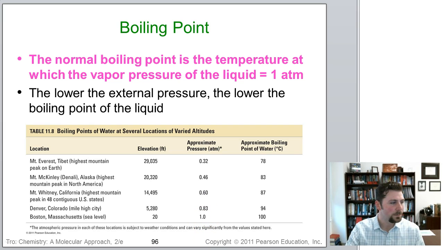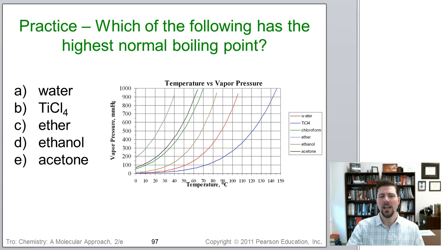Hopefully that makes sense. So which of the following would have the highest normal boiling point? And here we're going to want to draw the line at 760 so that we can compare. When the vapor pressure reaches 760, which one requires the highest temperature to get its vapor pressure to reach 760? So as you can see, titanium tetrachloride here requires the highest temperature for the vapor pressure to reach 760. So therefore it has the highest normal boiling point.